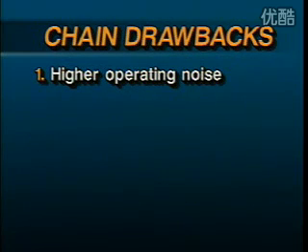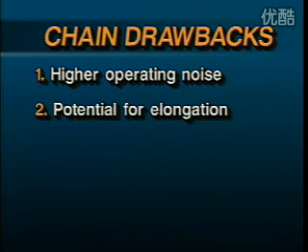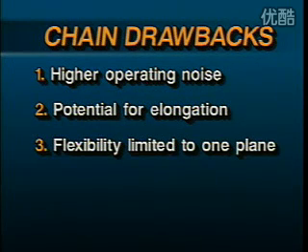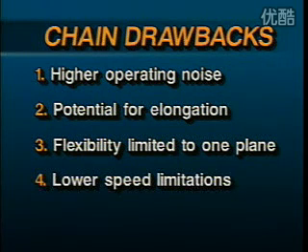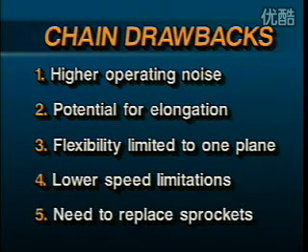Drawbacks of chain drives include a higher operating noise than belt or gear drives, and a potential for elongation from the wearing of contact surfaces on links and sprocket teeth. Chain's flexibility is limited to a single plane, unlike some belt drives. It has lower speed limitations than belt and gear drives. And when a worn chain is replaced, there is a need to replace sprockets because of wear, unlike V-belt pulleys that undergo very low wear.